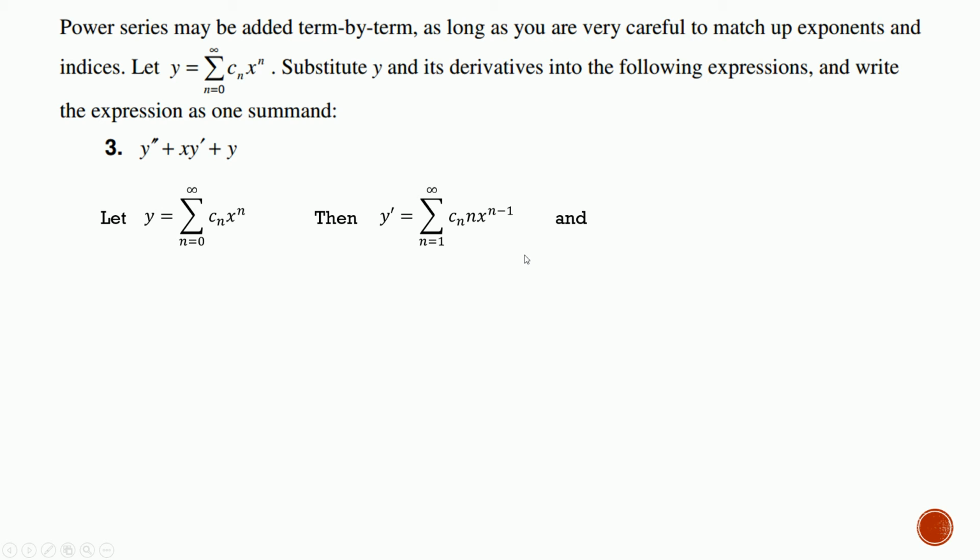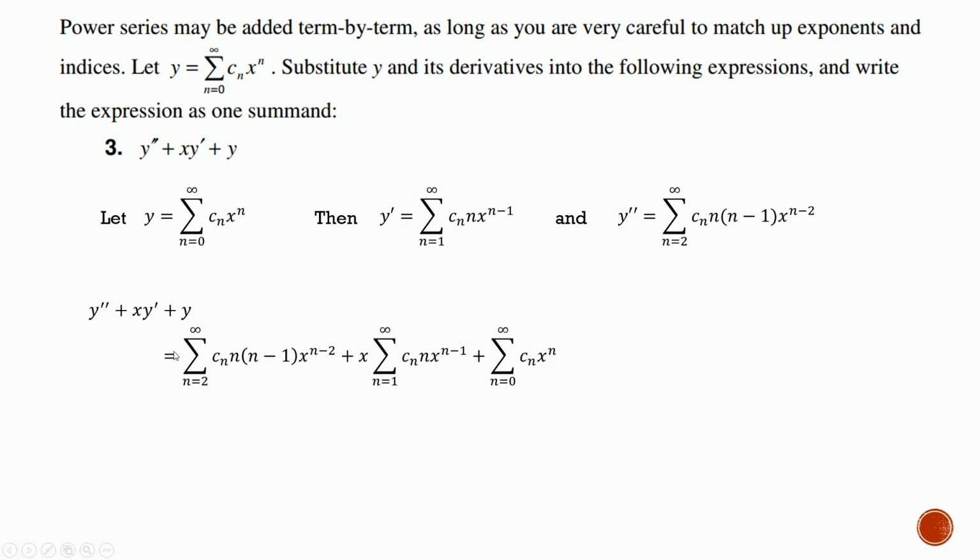And then my second derivative, again, bring down the exponent and decrease the exponent by 1. And again, I could increase that lower limit because the n equals 1 term will essentially cancel out. This n minus 1 will be 0, and again you end up with another 0 term. So this is what I'm going to substitute into the expression for my y double prime plus x times y prime plus y.